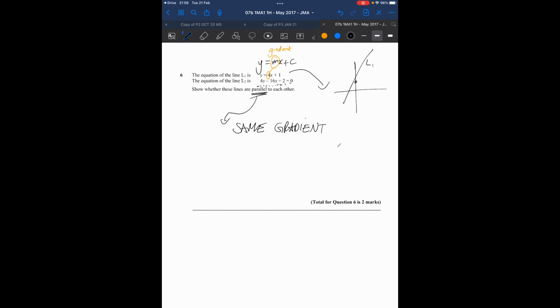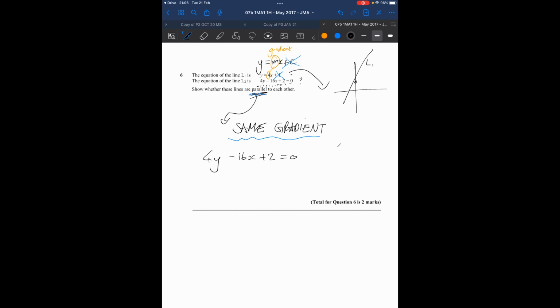So what's the question really asking you? It's saying, well, this is 4 for the top one. Is it 4 for the other one? So how are you going to find out? Well, you're going to take this equation here and you're going to do some work to it to see if when you say y equals, it also has a 4. I'm not really interested in the other parts because gradient, being parallel, is only about being the same gradient. It doesn't really have any other implications.